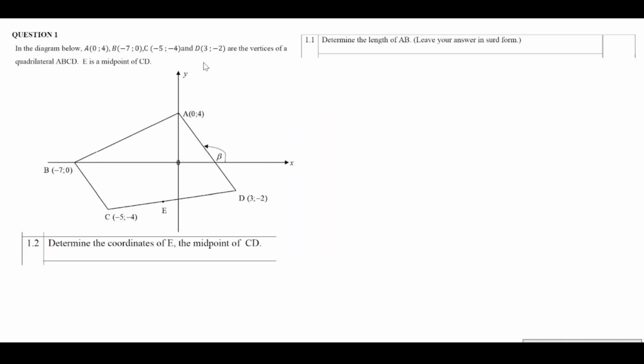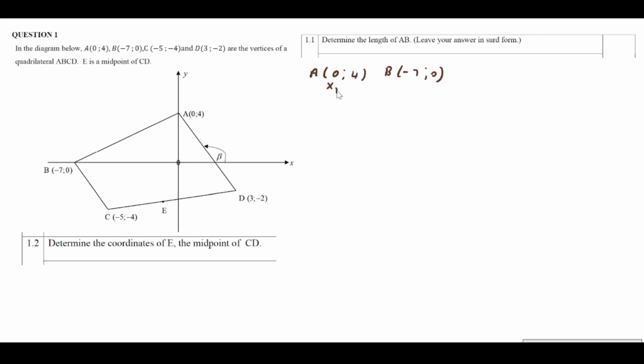Question number 1, they say in the diagram below, A, B, C, and D are the vertices of a quadrilateral, and E is the midpoint of CD. Determine the length of AB. Before you can determine the length of AB, identify the points. The coordinates of A are 0 and 4. The coordinates of B are -7 and 0.